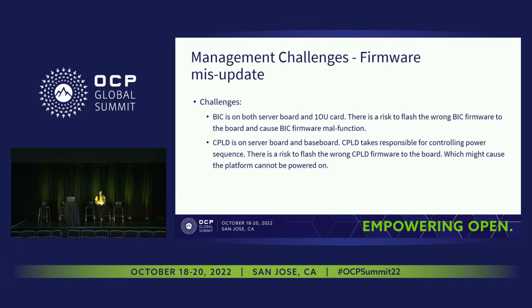In addition, CPLD is on the server board and the baseboard, and CPLD is responsible for controlling the power on sequence. So if the incorrect instance is updated, which means the GPIO, SGPIO, and any IO function in the CPLD firmware are entirely wrong, which might cause server board power on failure and malfunction. It's a critical issue in data centers. So to prevent this kind of firmware misupdate, we design a validation update flow.